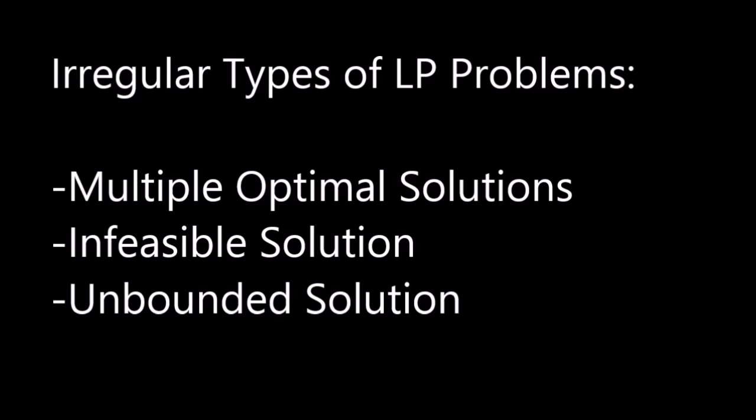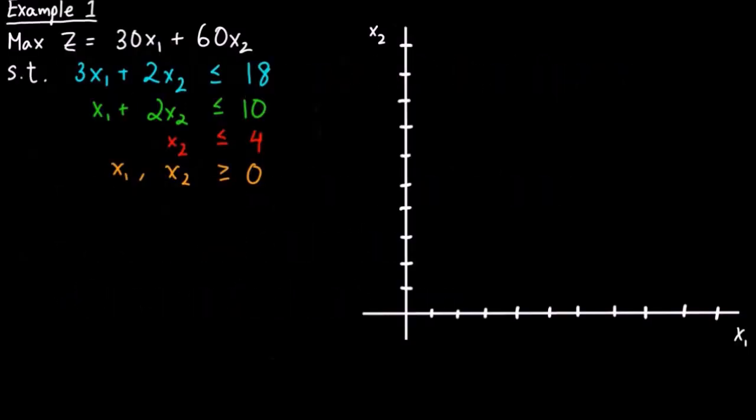In this video, we'll be solving a few examples of some irregular linear programming problems. Let's take a look at our first example. We're given an objective function and several constraints, and our goal is to find the optimal solution. Since this problem only has two decision variables, we can solve it using the graphical method. So our first step will be to plot each of these constraints on our graph.